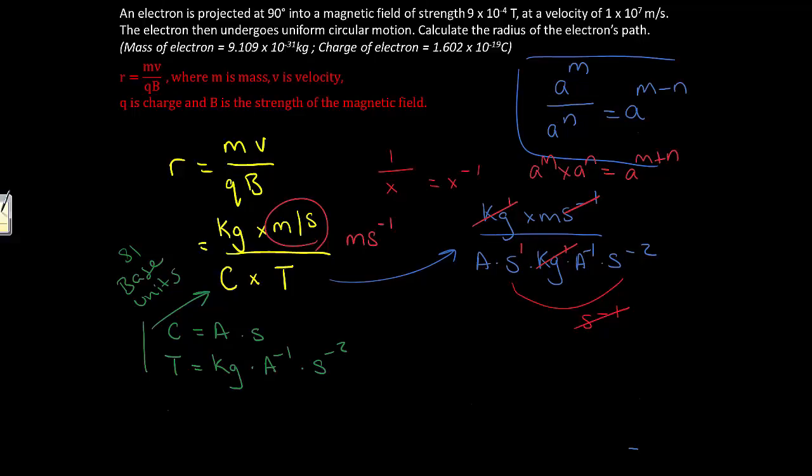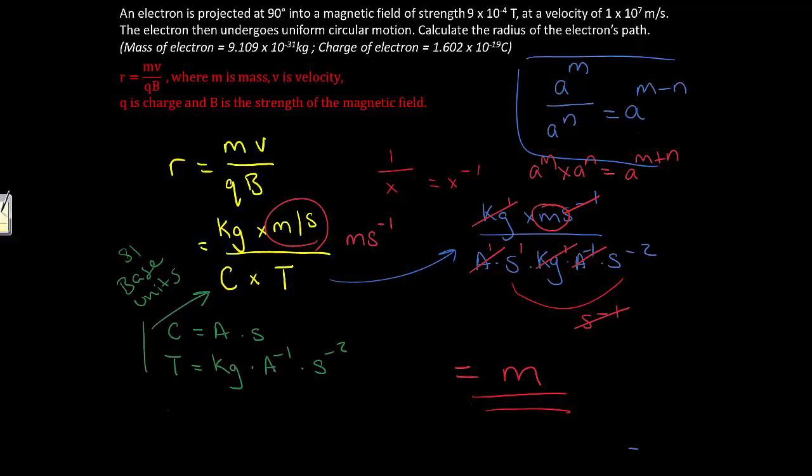And with the amperes, here we have amperes to the 1, amperes to the negative 1. So 1 plus negative 1 is 0, A to the 0, and anything to the 0 is 1. So that will cancel out as well. So this meters is the only thing we're left with. So the overall units of this equation is simply meters.